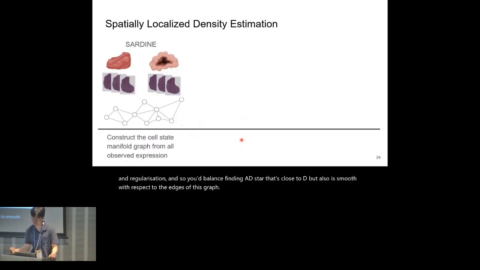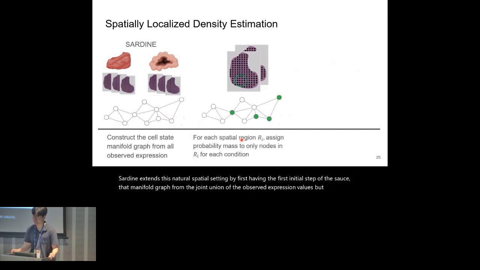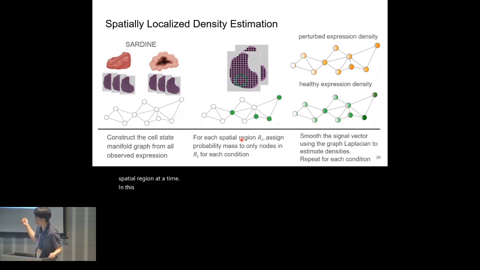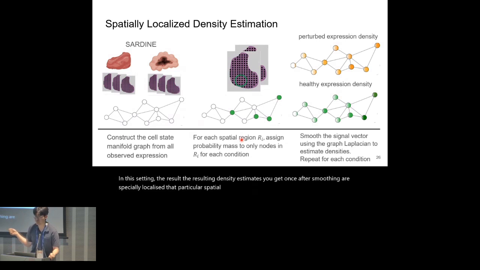Sardine extends this naturally to the spatial setting by first having the initial step of constructing the manifold graph from the joint union of the observed expression values. But when you create these signal vectors, you only do so for the observed data points within one particular spatial region at a time. In this setting, the resulting density estimates you get after smoothing are spatially localized to that particular spatial region that you assign the probability mass to initially.